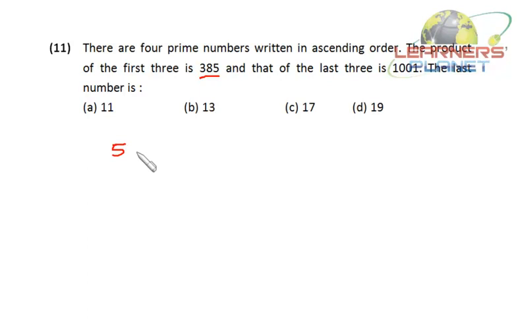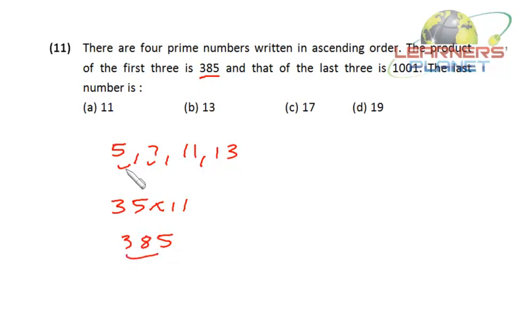So if 5 is the first number, then the other numbers may be 7, then 11, and then 13. So let's cross verify. 5 into 7 is 35, 35 into 11 is 385. So the product of the first 3 is definitely 385. Let's check for the last 3 also. 7 into 11 is 77, 77 into 13 is 1001. So this is the right answer. Since we have been asked the last number, the correct answer to the problem is 13. Okay friends.